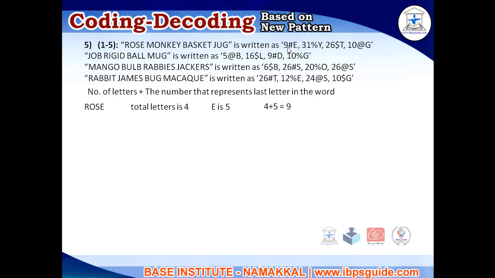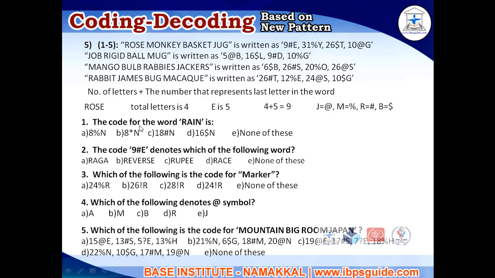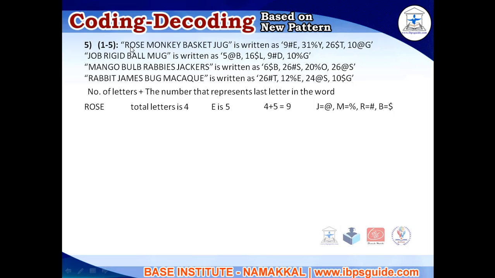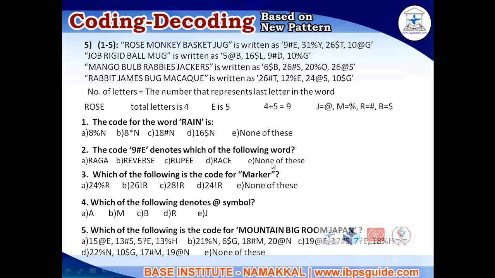And then for symbol coding, depending on the first alphabet of the word, a symbol is coded. Like for J, that symbol is coded. For M, percentage. For R, hash symbol. And then for B, dollar symbol is coded. Friends, we could easily derive these symbol codings from the comparison of words. And the last digit of the coded term would be the last letter of the word. Like in rows, E will be the last digit of the coded term. Guys, from the above mentioned coded logic, accomplish the following question sets.